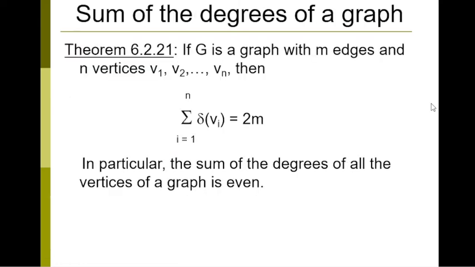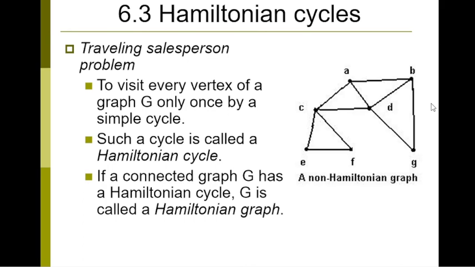Now, what is the sum of degrees of the graph? This concept we have already seen. Okay. What is a Hamiltonian cycle? I have told you that we are going to consider the Hamiltonian cycle. This is the traveling salesman problem: to visit every vertex or every node only once by a simple cycle. So you have to go to every node, but only once. Such a cycle is called a Hamiltonian cycle.